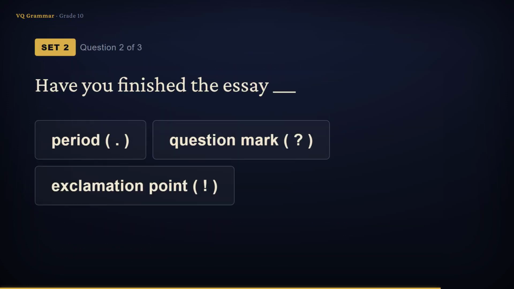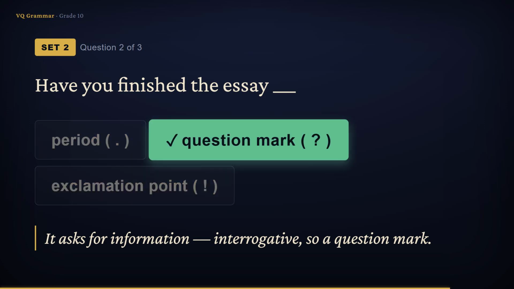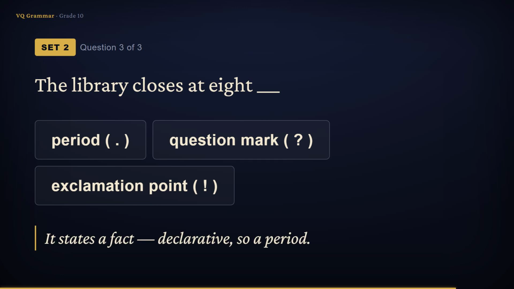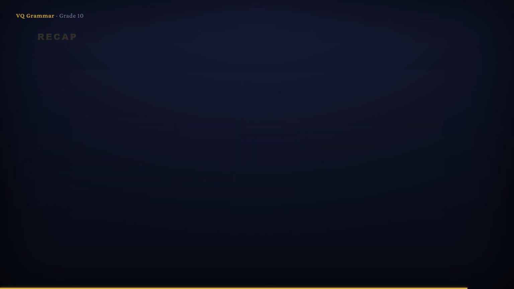Have you finished the essay? The sentence is asking you for information and waiting on your reply, so its purpose is to question. That makes it interrogative, and an interrogative takes a question mark. The library closes at 8. Nothing is being asked here, nothing is being ordered, and nothing is being exclaimed. The sentence is simply stating a fact, so its purpose is declarative, and a declarative sentence takes a period.